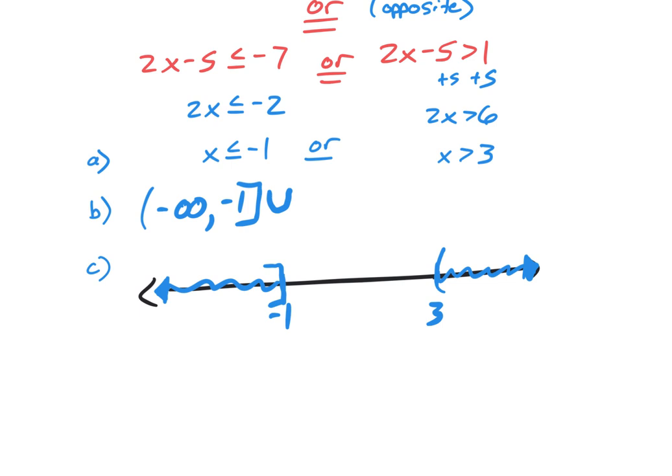And then we're going to start over again at 3 and we're going to go from 3 to forever. So 3 to infinity. So anytime we have a break in the graph like that, we'll just throw that little U symbol in there.